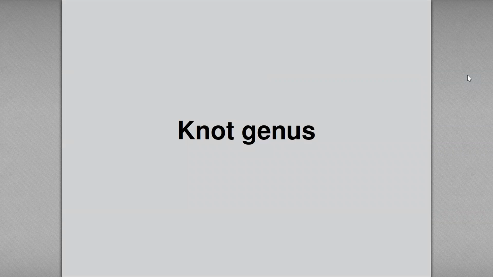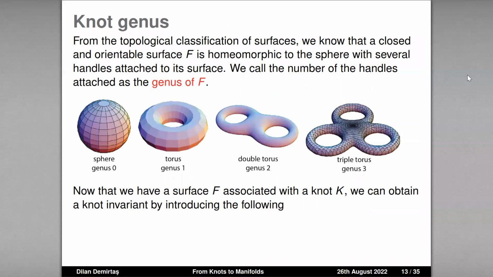So now that we have a surface from a knot, we want to calculate the knot genus, that is the genus of that Seifert surface. And from the topological classification of surfaces, we know that a closed and orientable surface F is homeomorphic to a sphere with several handles attached to it. We call the number of handles the genus of F. So we have a sphere that has genus 0 and a torus with genus 1 and so on.